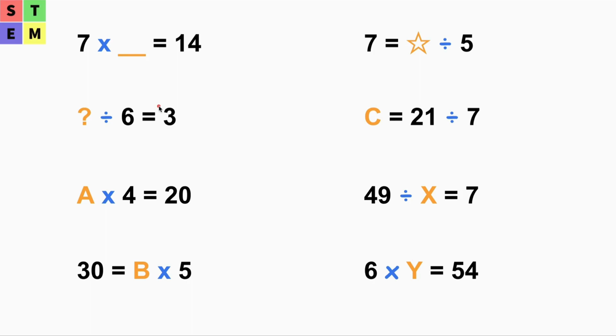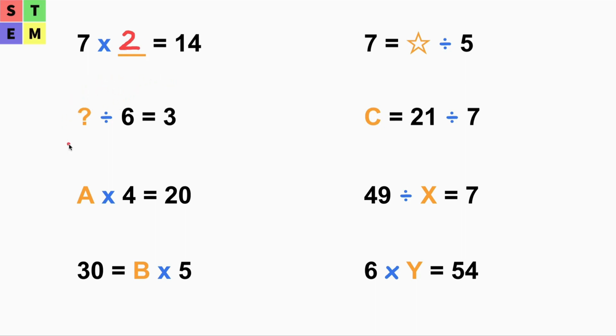Let's take a look at our first equation. We got 7 here: 7 times something equals 14. We already know 7 times 1 equals 7, and let's try 7 times 2 equals 14, right? So here we got 2 in this case. 7 times 2 equals 14.